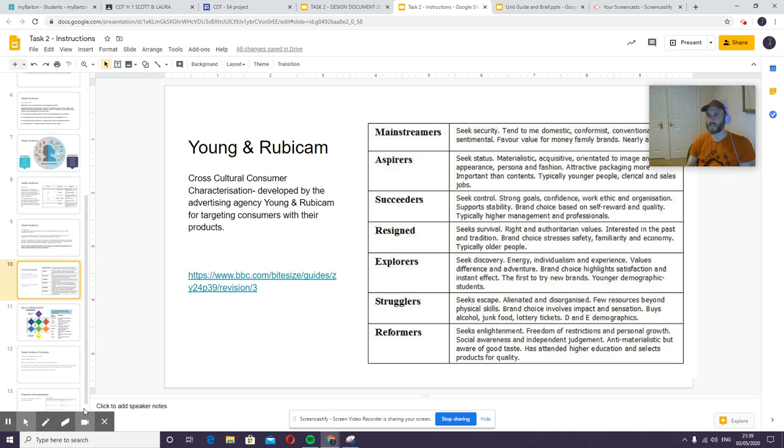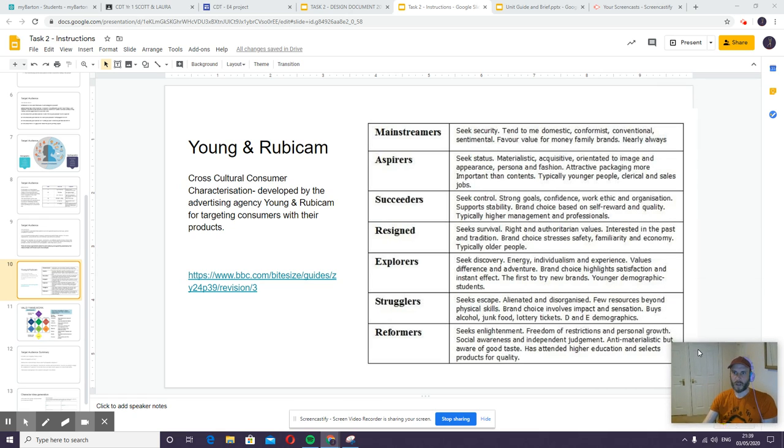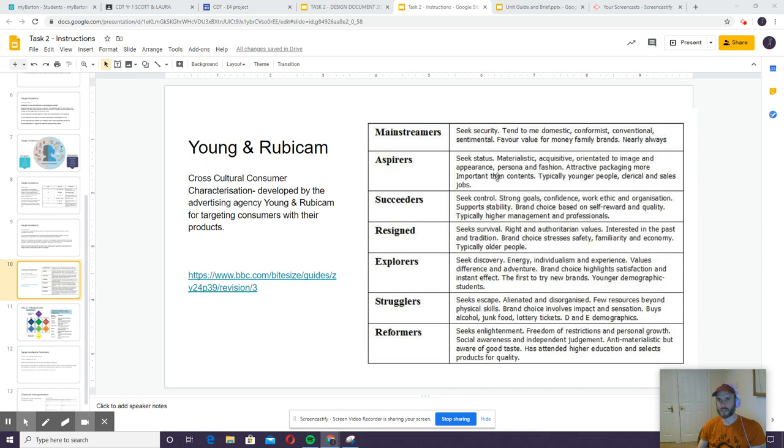Young and Rubicam was an advertising agency that came up with this stuff. So categorizing people by lifestyle choice, so falling into categories such as mainstream, people who aspire and seek status, people who are really keen to succeed and are very controlling and have strong goals and confidence and motivation, people who are resigned and seek survival, who choose brands that stress safety and familiarity, typically older people. There are explorers who are into discovering things and taking chances. They're first to try new brands.